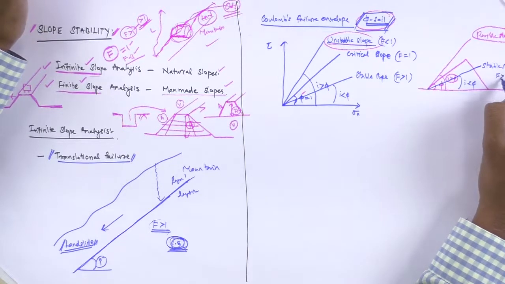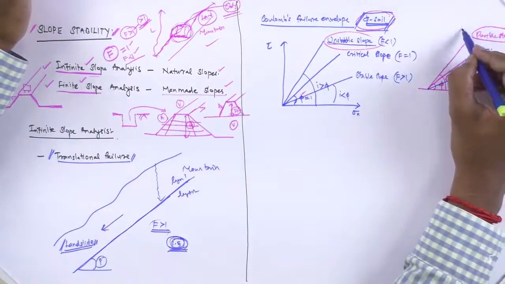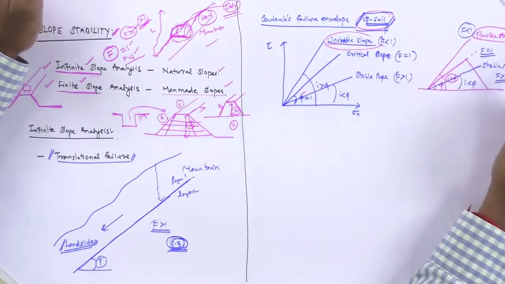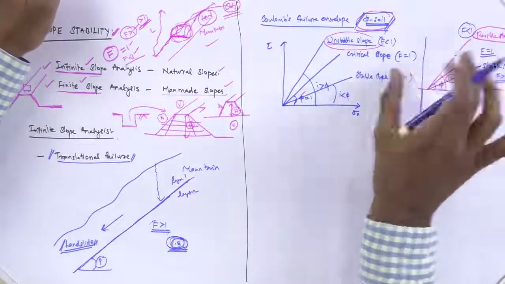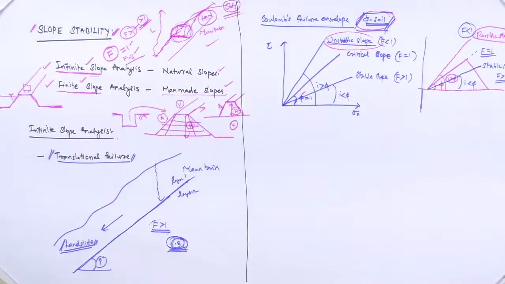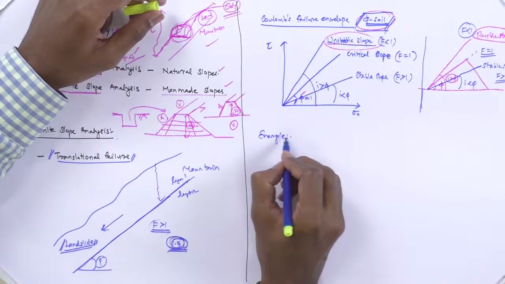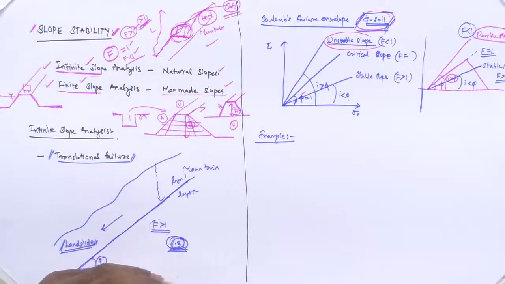Whereas when F is equal to 1, it is at the critical state, and for an unstable slope F is less than 1. This is a small example I can give with an explanation. Now I can give you another simple example, through which you can clearly understand what I am coming to say.